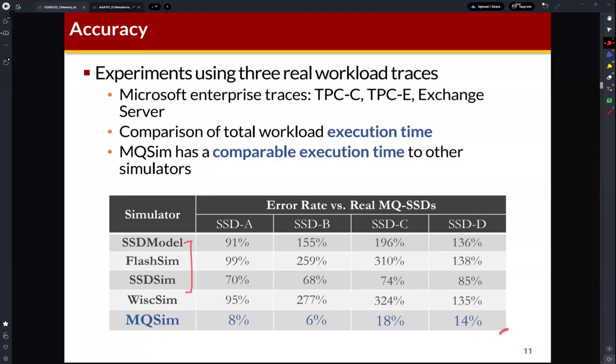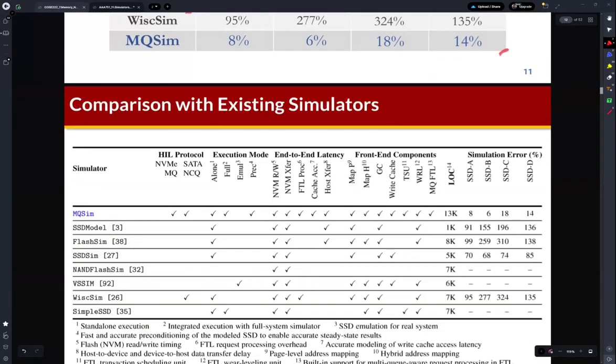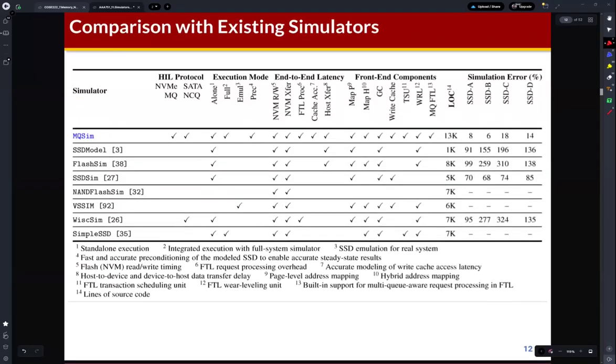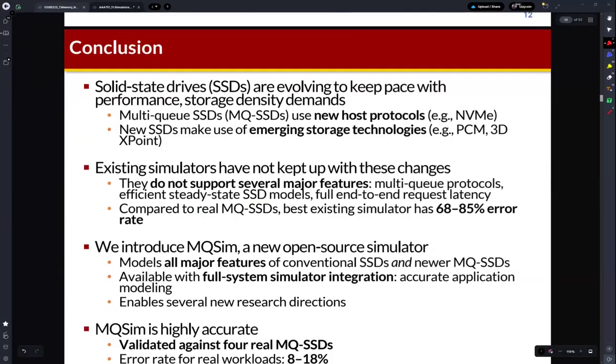So if you see this table, you can find that the error rate of MQSim is relatively low compared to the old SSD simulators, right? And then it also compares the other simulators, like this. Okay, so the conclusion.